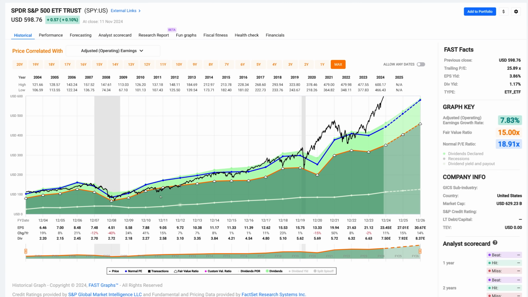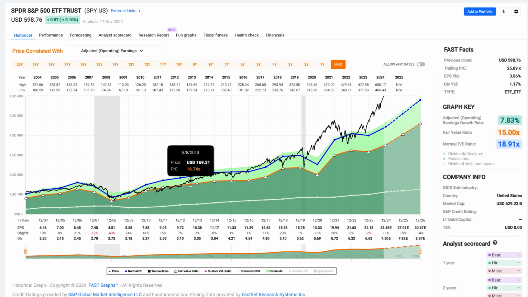We've got 20 years of history. That's as far back as FastGraphs goes here. And what I want you to note here is the Standard & Poor's 500 ETF has traded between a 15 multiple or PE ratio, which is the orange line on this graph, and here's times where it traded right on that line, to an 18.91 PE, which is the blue line on this graph. Now, clearly, you can see that for the majority of the time, the market was trading somewhere between these two numbers. That doesn't mean it was perfect, but it is just by looking at this graph.